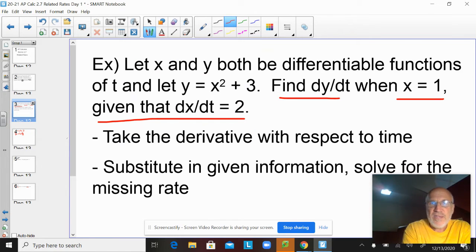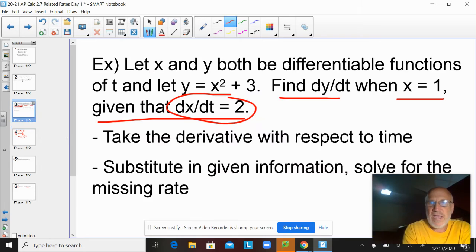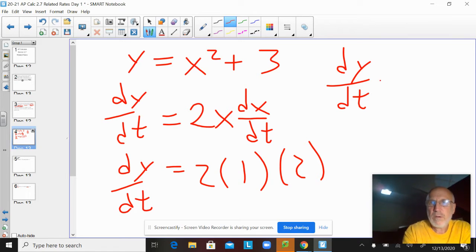This one said, given dx dt is 2, so this is 2 times something, dx dt, there's the 2. It just said dx dt was 2. And it also said when x equals 1. So we're given a value for x. So I plug a 1 there. And now I just evaluate that. So dy dt, I'll finish it up here. That's just 2 times 1 times 2, which is just 4.